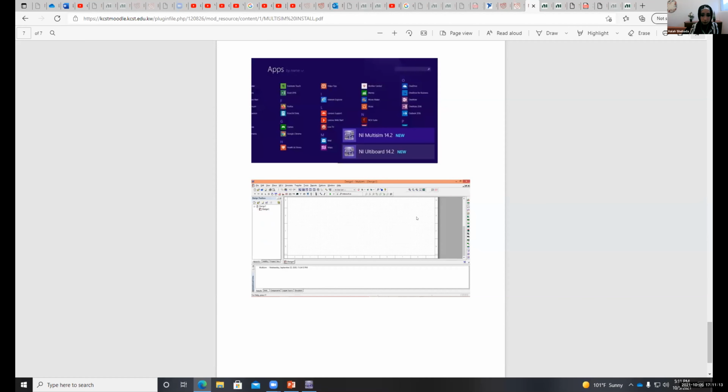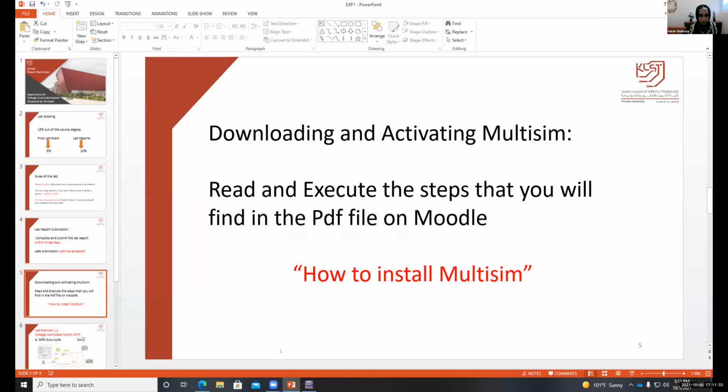So guys, all of you should install the offline Multisim. If you face any issue during the installation, you can always contact me and it would be my pleasure to help you. But you have to install the offline version, okay? This is regarding the Multisim.